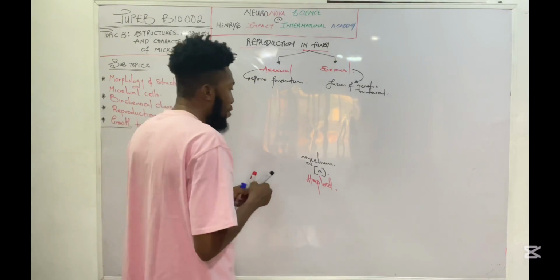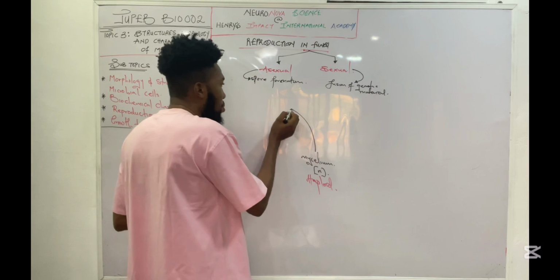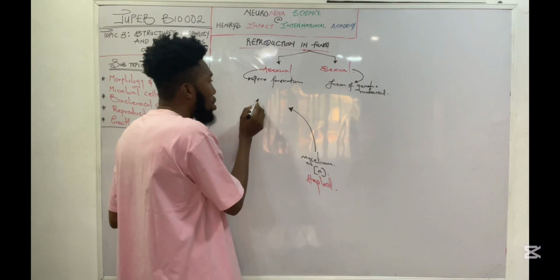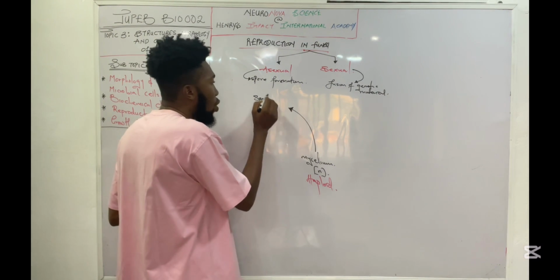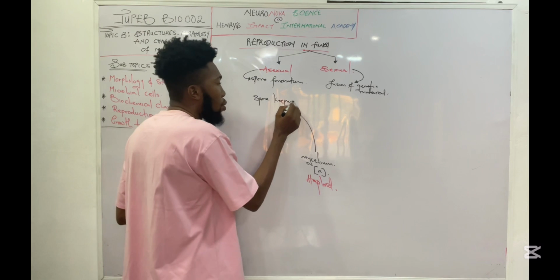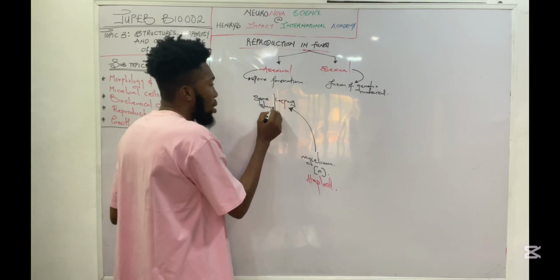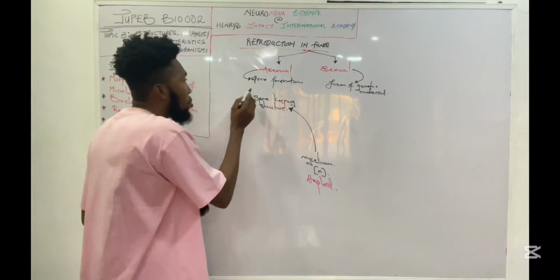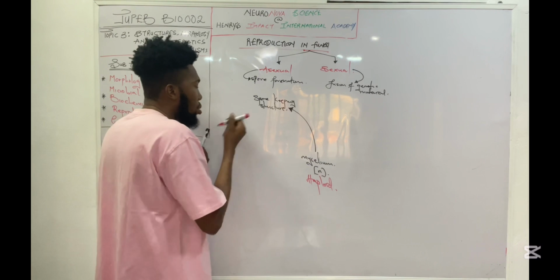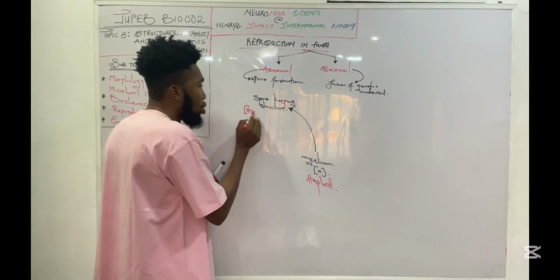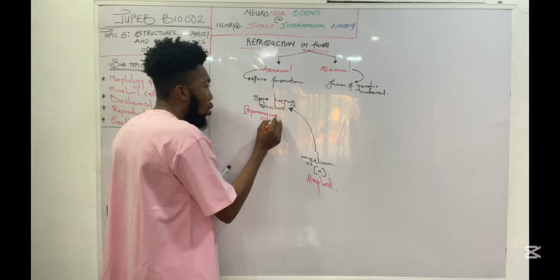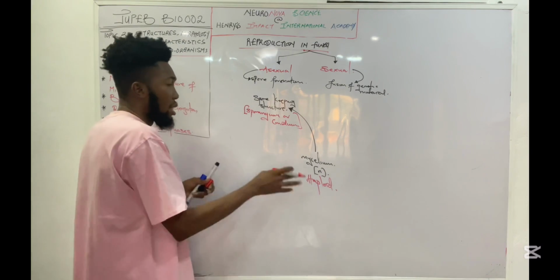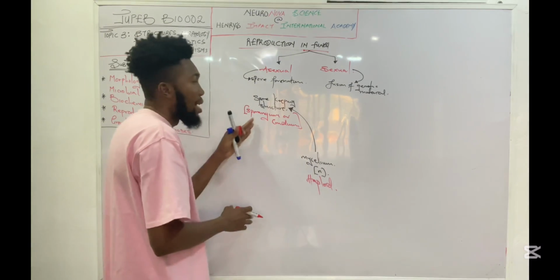From here, you are going to have spores that will be produced within spore-keeping, or spore-storing, structures. What are these spore-storing structures we're talking about? We're talking about a sporangium or a conidium. So it can either be a sporangium, or you call it a conidium. So, from the mycelium, there will be growth of something we call a sporangiophore.